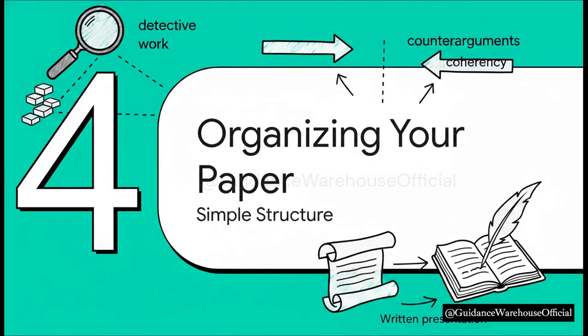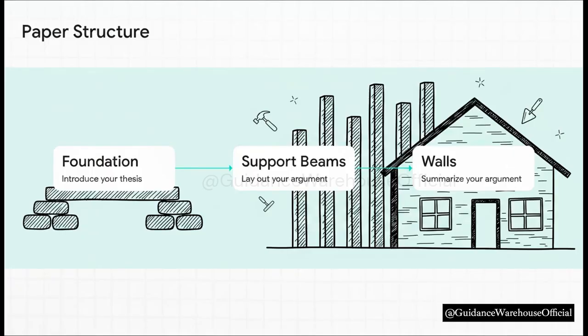All right, Section 4, organizing your paper. It's time to take all this incredible evidence and those counterarguments and assemble them into a coherent written presentation. The best way to think about structuring your paper is exactly like building a house. Step 1 is the foundation, which is your introduction. Step 2 consists of the support beams, your body paragraphs. And Step 3 is the walls and roof, which is your conclusion. Let's break this blueprint down to make this totally abstract concept incredibly actionable for your own writing.